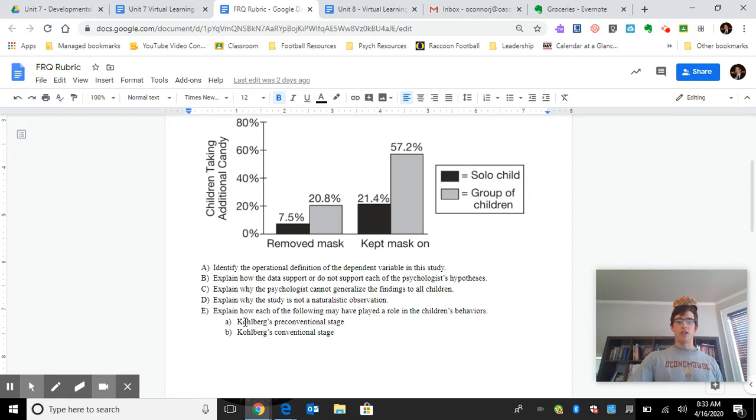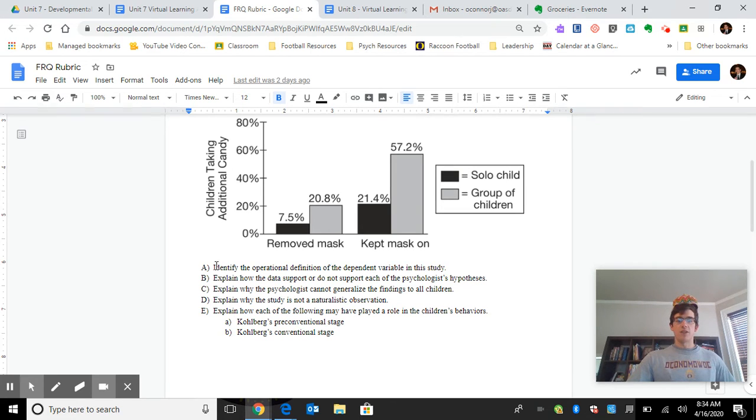And then part E, you have two parts to part E, and those are applying Kohlberg's stages of development to explaining why the children may have behaved that way. So the one thing I'll tell you with the research methods, remember you're only going to have 15 minutes on your research methods question on the AP exam.